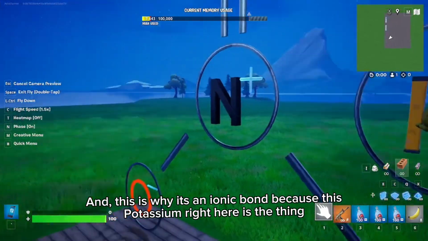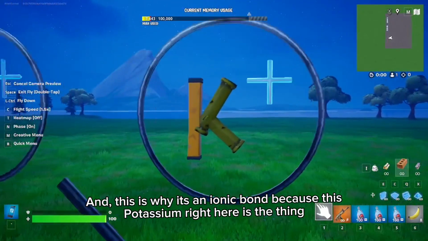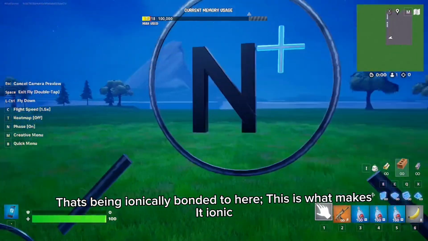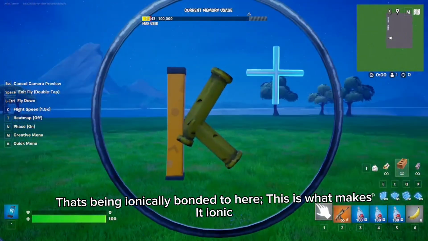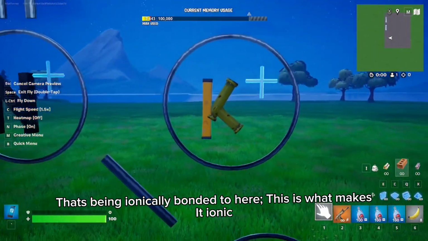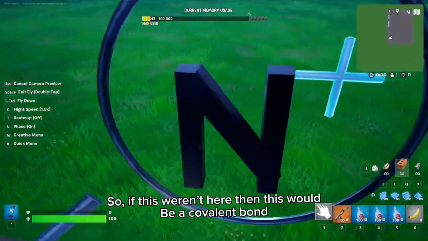And this is why it's an ionic bond, because this potassium right here is the thing that's being ionically bonded to here. This is what makes it covalent, or no, it's not covalent, sorry, ionic. And so if this weren't here, this would be a covalent bond.